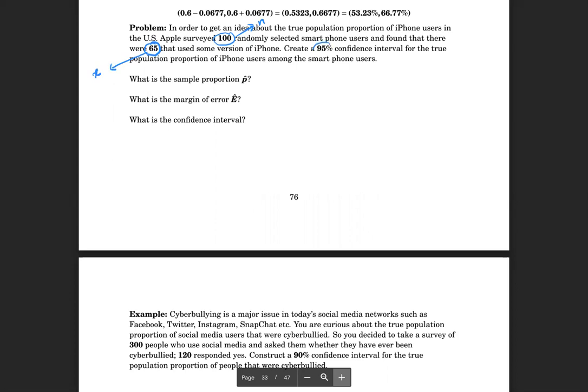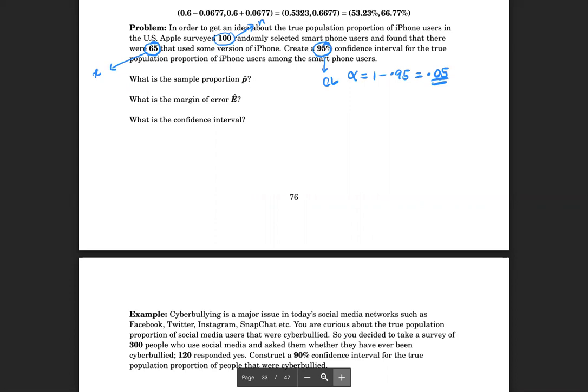Create a 95% confidence interval. What that means, your confidence level is 95%. Right away, you should be thinking your significance level is 1 minus 0.95, which is 0.05. That's your significance level, alpha. Okay, so you need to create the confidence interval.